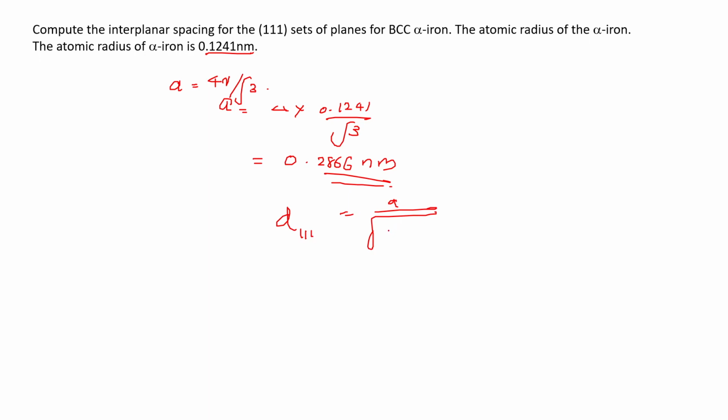d_hkl will be a divided by root of h square plus k square plus l square. It will be 1 plus 1 plus 1, so it will be a over root 3. Substitute the a value and you will get the final answer, 0.1655 nanometer. So this will be the interplanar distance for the 111 plane.